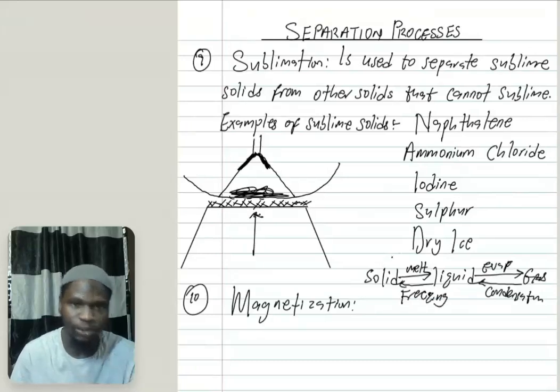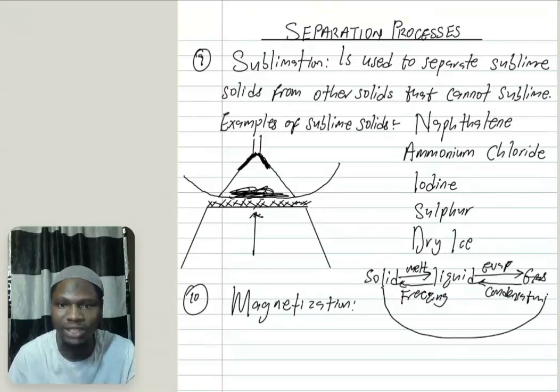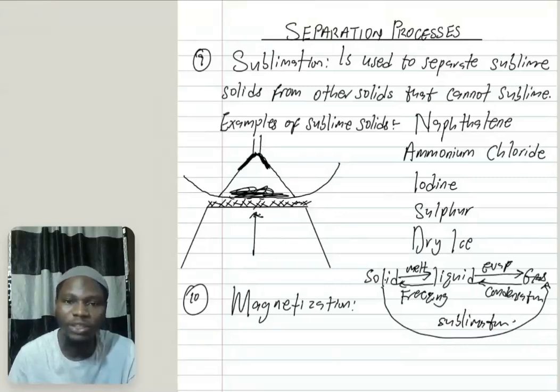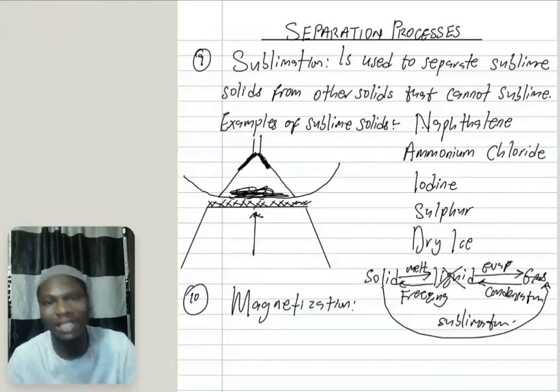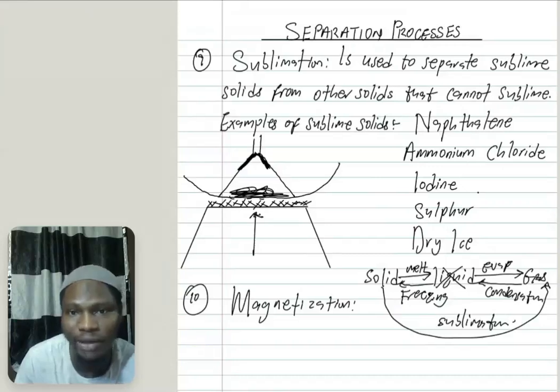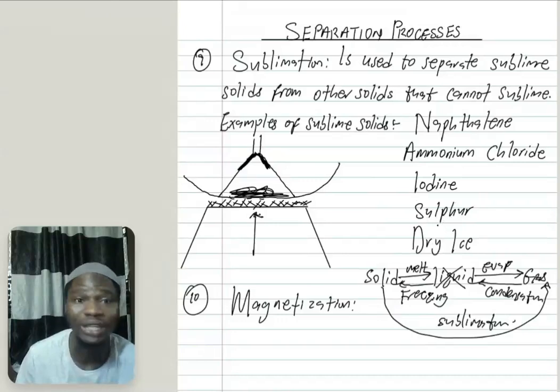But if I go from solid directly to gas, that is what we call sublimation. The process whereby a solid changes directly to gas without passing through the liquid state is what we call sublimation. So solids that don't exist as liquid are called sublime solids. Examples: naphthalene, ammonium chloride, iodine, sulfur, dry ice. All these don't exist as liquid, they will go directly to gas.